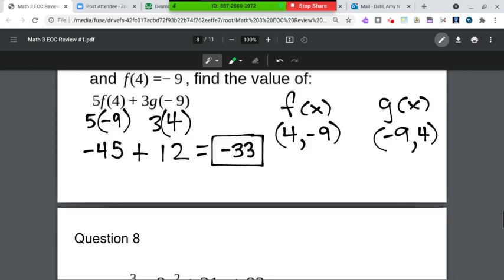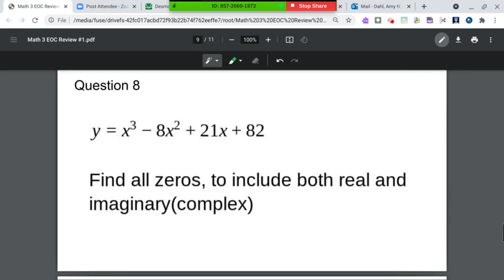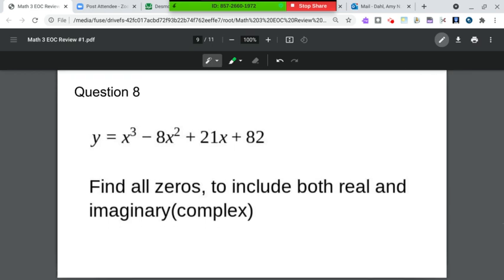Okay. Question 8. Ooh, this one's a tough one. Here we go. Given the cubic polynomial, find all of the zeros, both real and imaginary. How many zeros should this polynomial have? 3. How do you know?